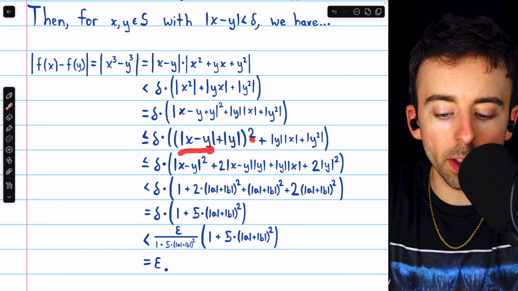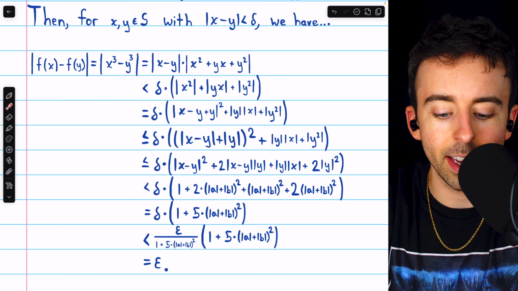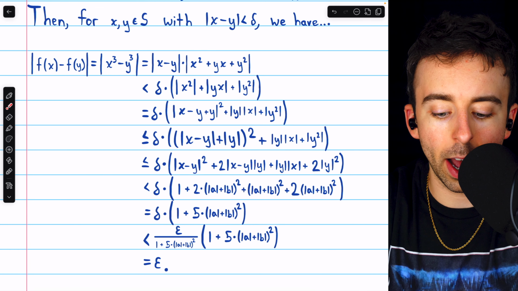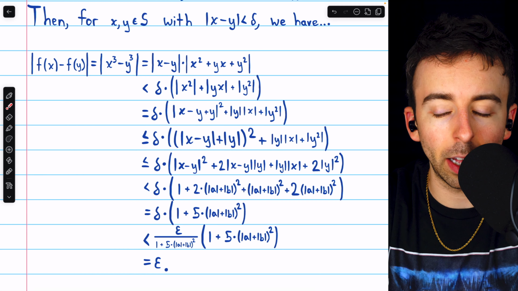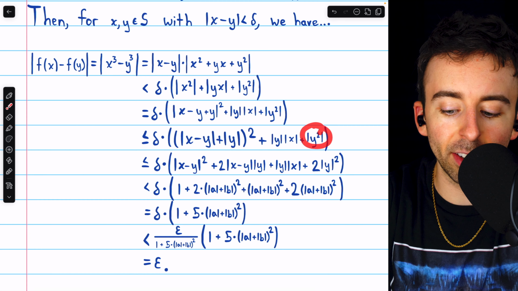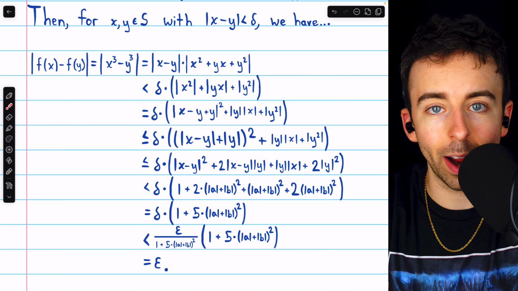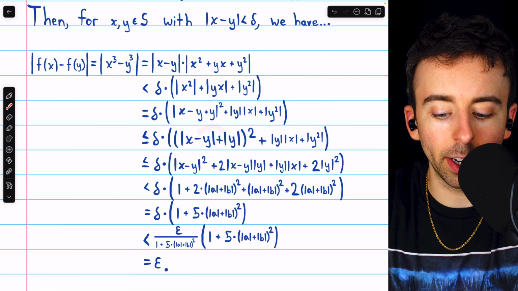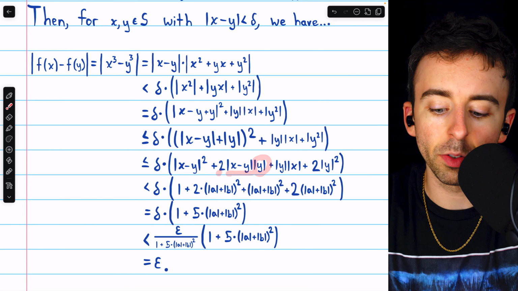When we square this binomial, of course, we get the first term squared. That's the absolute value of x minus y squared. We get the second term squared. That's the absolute value of y squared, which we can add to this one at the end for a total of 2 absolute value of y squared. And then we get 2 times the product of the terms. So 2 times absolute value of x minus y times the absolute value of y.